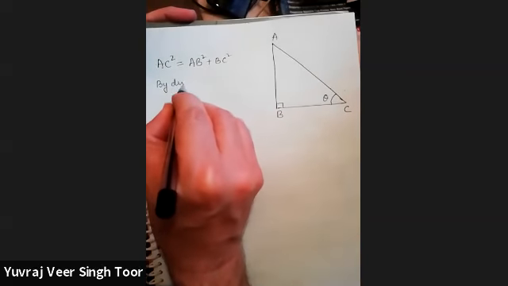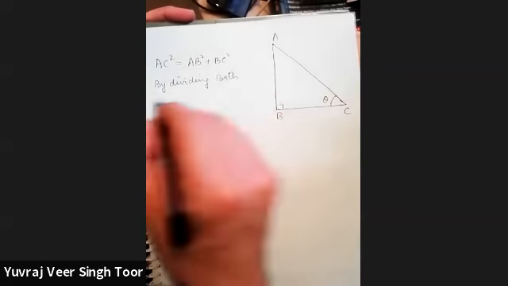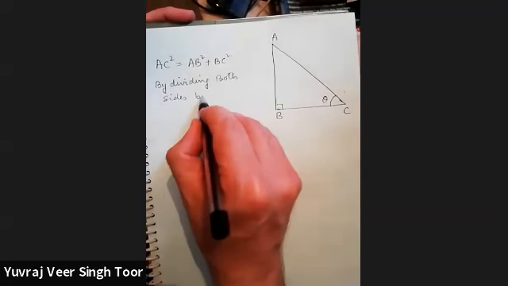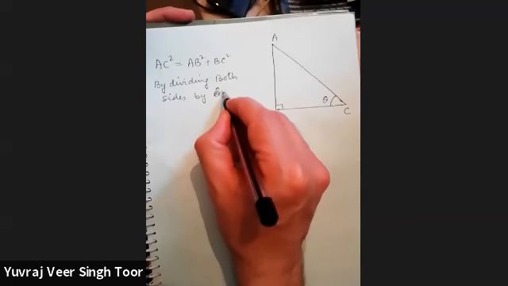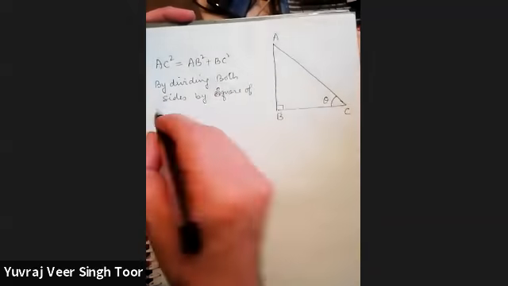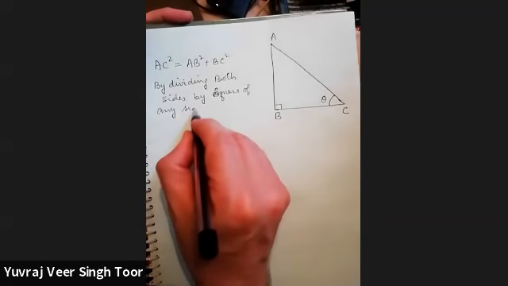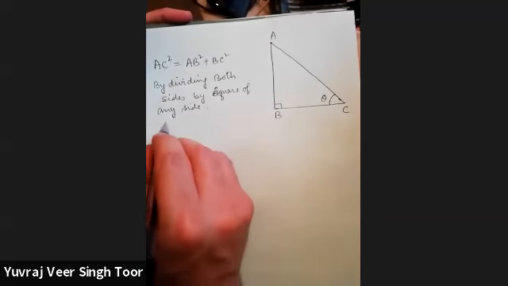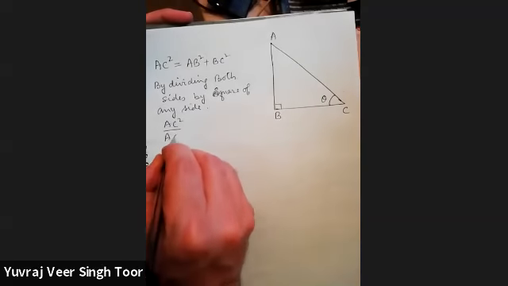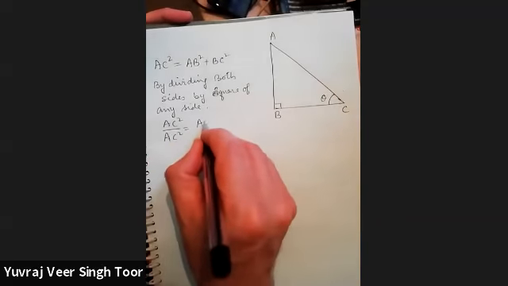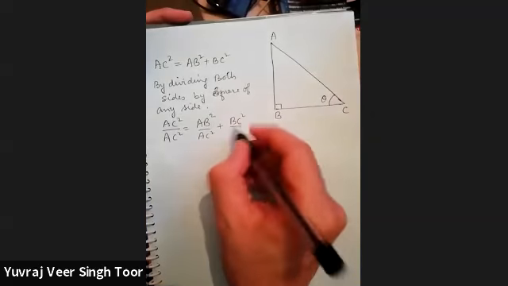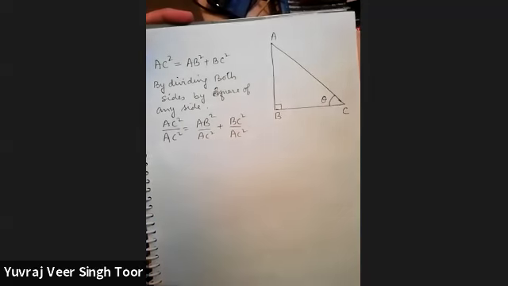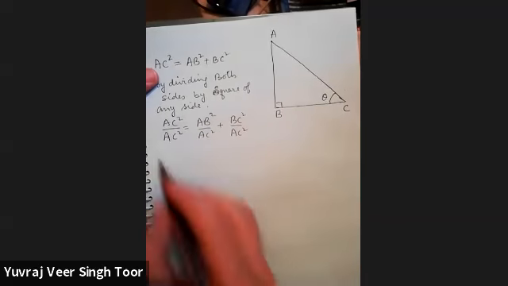by dividing both sides by square of any side. Let's start with AC square. Dividing both sides by AC square. So why I'm doing so? So that we can express the result as ratios. So what is AC square by AC square? It's 1.